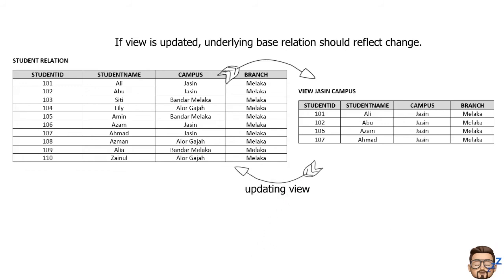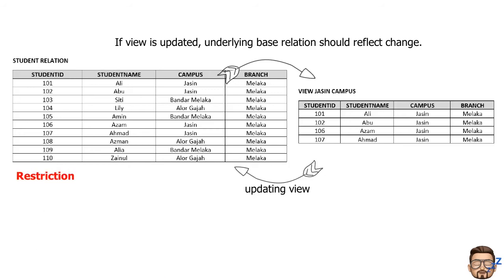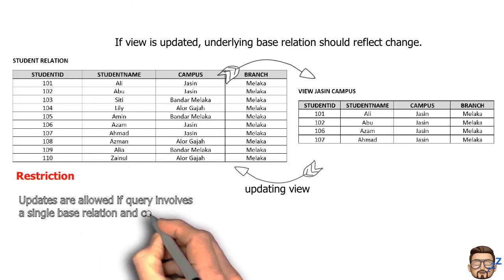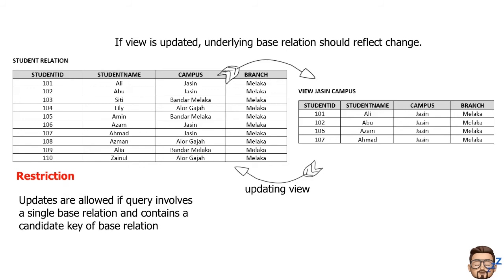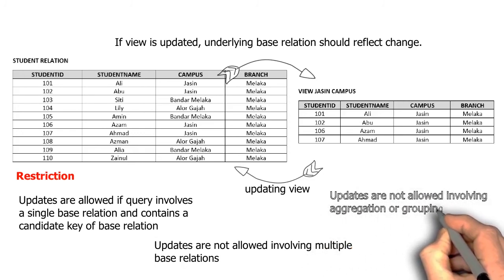However, there are modification restrictions if we want to update the view. The first one is, updates are allowed if the query involves a single base relation and contains a candidate key of the base relation. The second one, updates are not allowed involving multiple base relations. The third one, updates on view are not allowed involving aggregation or grouping operations.